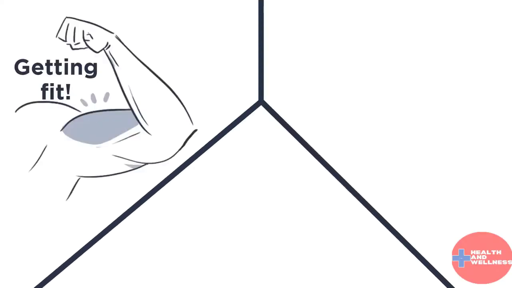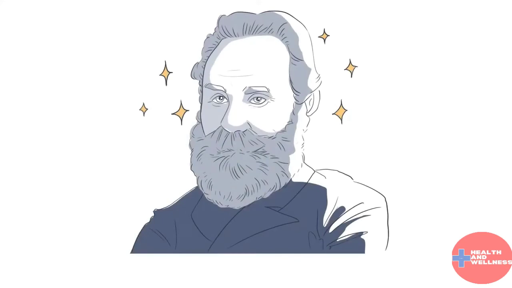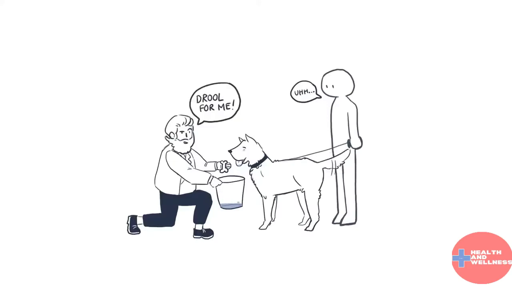Here's the secret to getting fit, getting good grades, and becoming a confident public speaker. Classical conditioning. Something discovered by Russian physiologist Ivan Pavlov in the early 1900s. Pavlov was collecting dog saliva.